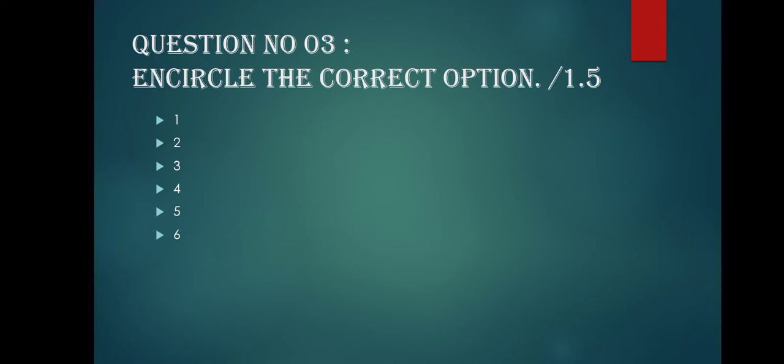Let's move toward question number 3. Encircle the correct option, that is of 1.5 marks. You are provided with 6 statements with 4 options and you have to choose the best one, so be careful about that and be prepared. Try to not use ink removers in the objective part, okay.